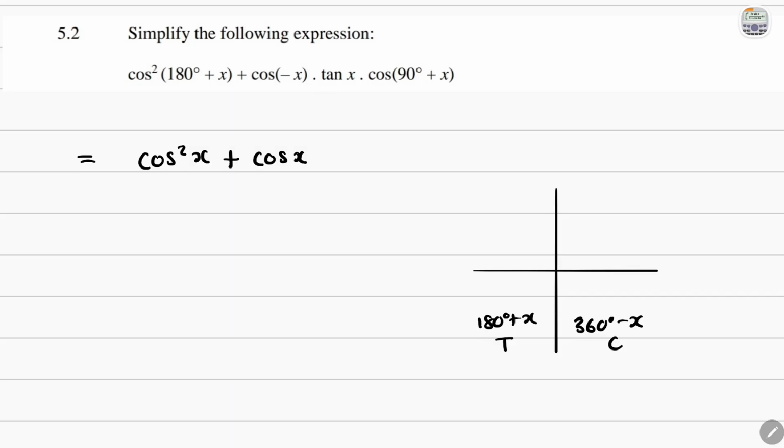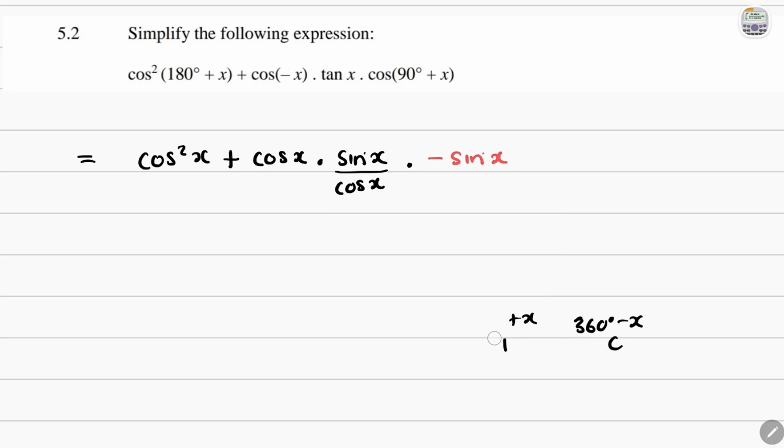And then we have tan x. Now, when you see tan x, you can just change it to its identity. You can see that we have cosines here, so it's definitely going to cancel with something. So tan x is equal to sine x over cos x. So that's what we'll change that to. And then multiply by cos 90 degrees plus x. That is a cofunction, and that one is the one that simplifies to negative sine x.